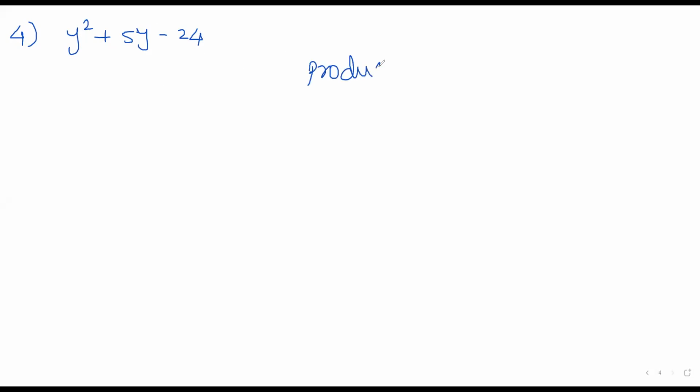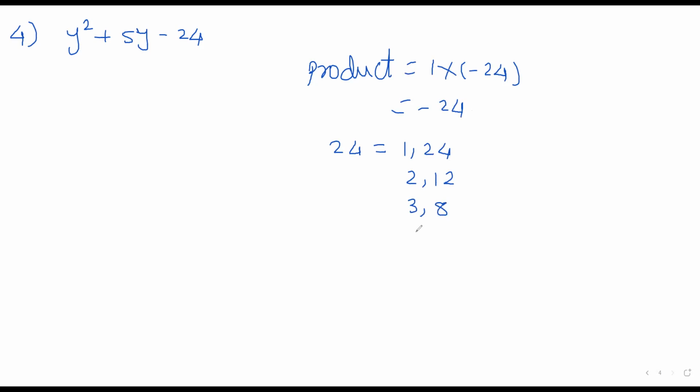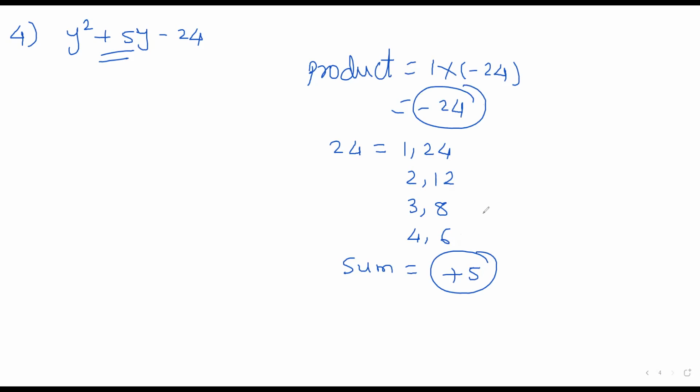So what is your task now? To find the product of what? The coefficient of the first term and the constant term. So the product will be 1 into minus 24, which is negative 24. Now find the factors of 24. What are the factors in pairs? 1 and 24, 2 and 12, 3 and 8, another 4 and 6, and they will repeat 6, 4 and so on. Now the sum is plus 5. The sum is positive, but the product is negative.